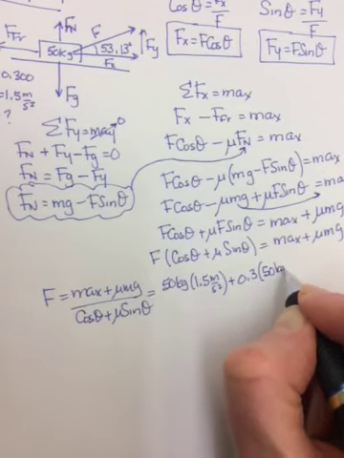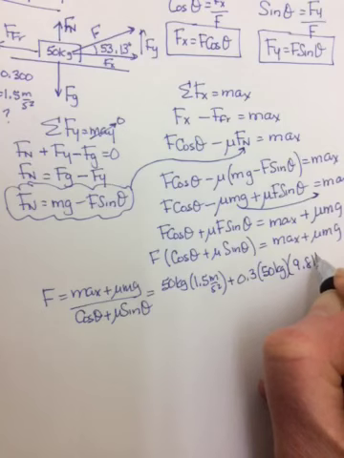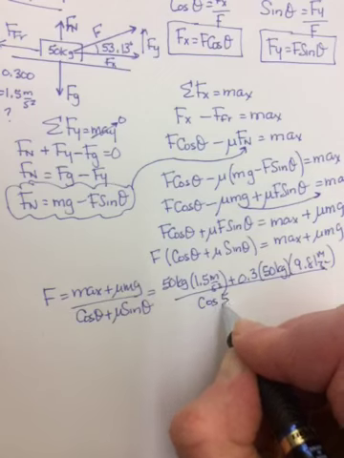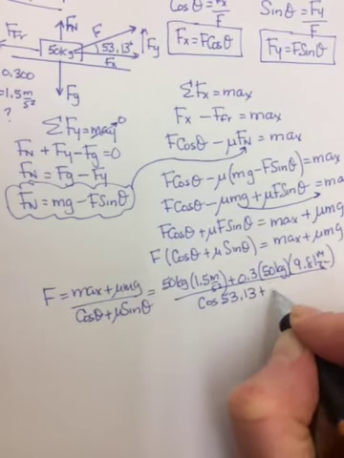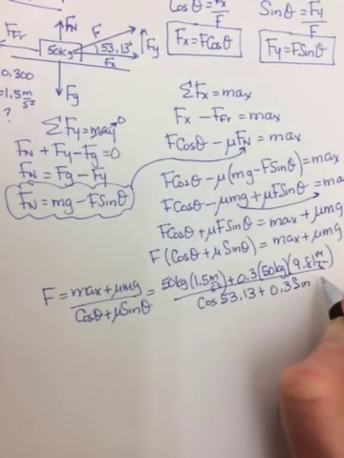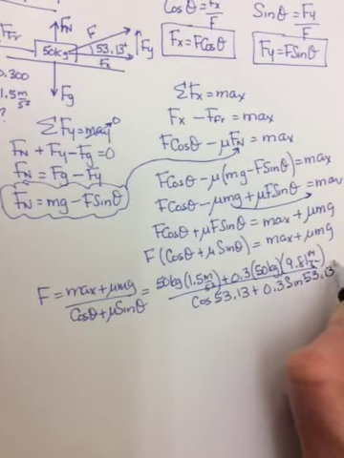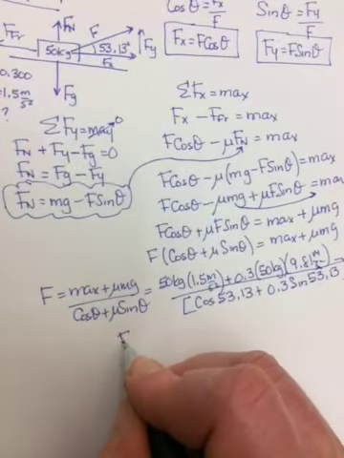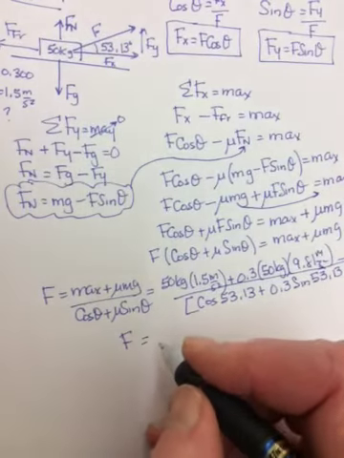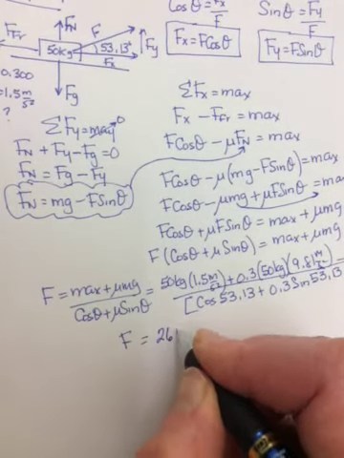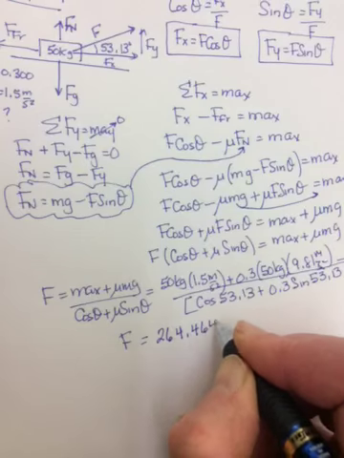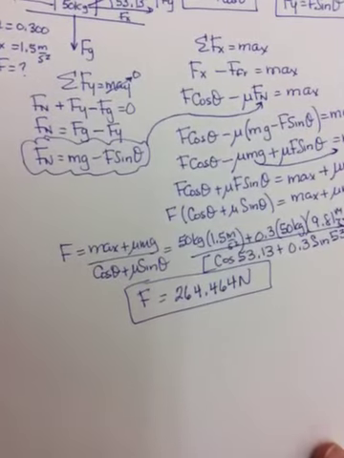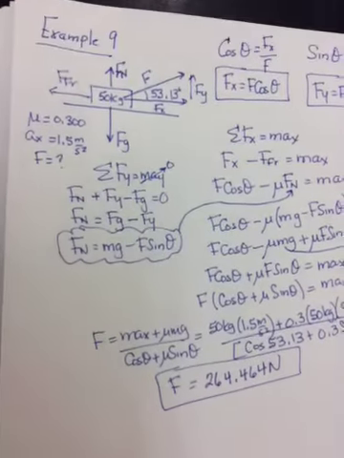times 50 kilograms times 9.81 meters per second squared divided by cos of 53.13 plus 0.3 times the sine of 53.13. And again, remember, everything on the bottom should be in a bracket when you type it in your calculator. Okay, and assuming you can type this in your calculator correctly, you should get 264.464 newtons. Okay? All right, that is example number 9.